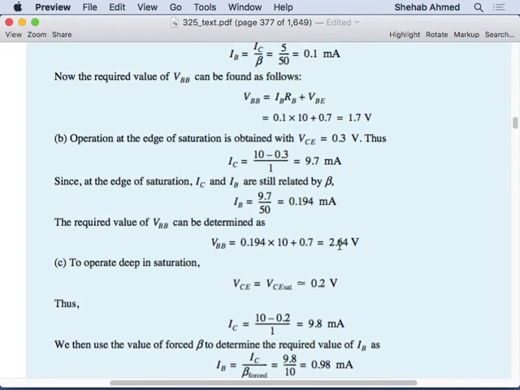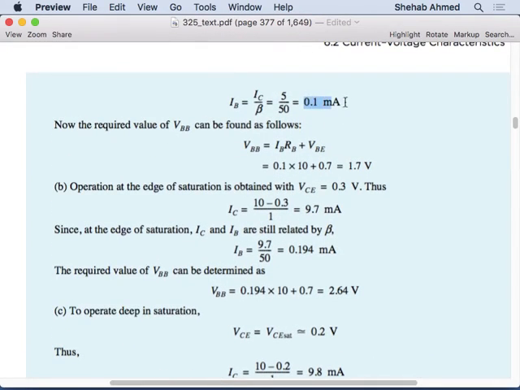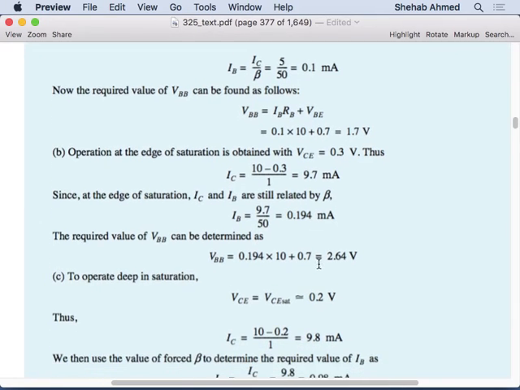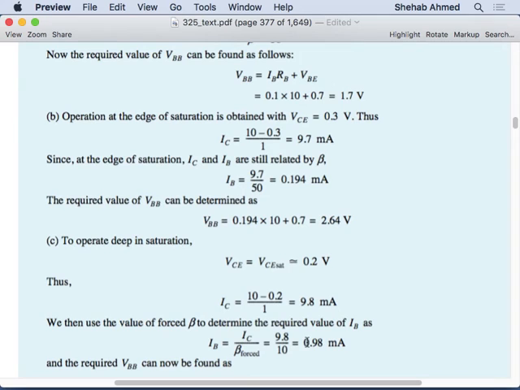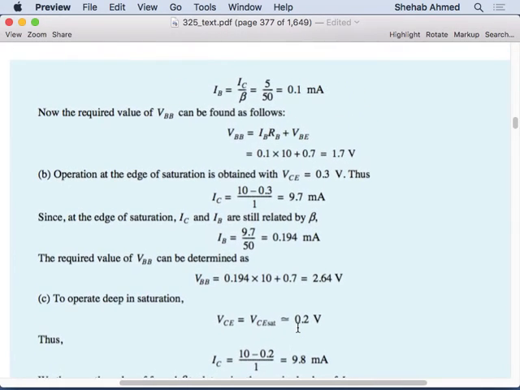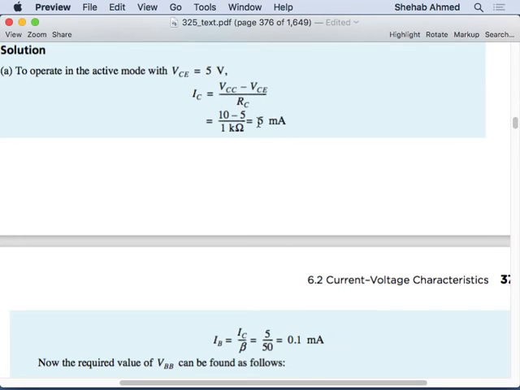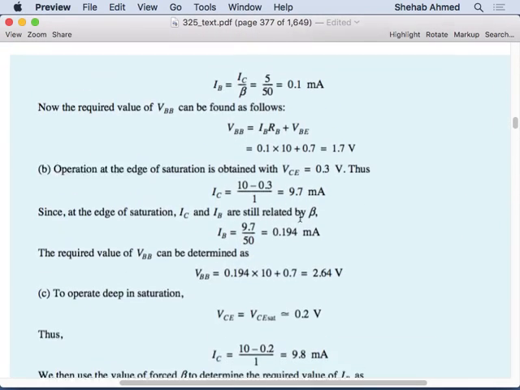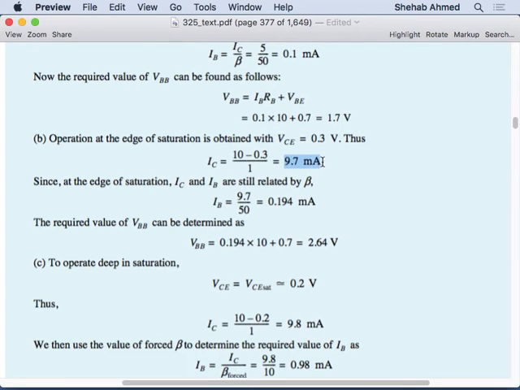And look at the base current. Base current was, in the active region, 0.1 milliamp. At the edge of saturation, base current was 0.19. Not too much of an increase. Deep in saturation, how about that? It's 0.9. So the base current increased considerably, right? But now let's look at collector current. Collector current was at active region 5 milliamps. At the edge of saturation, 9.7 milliamps.